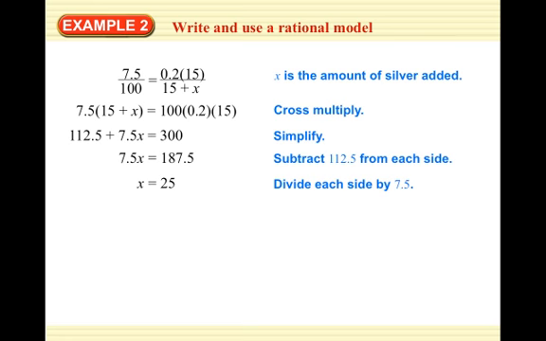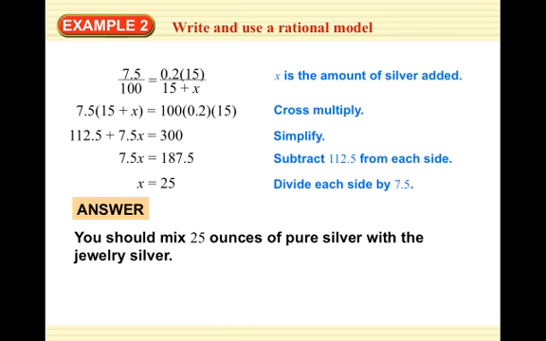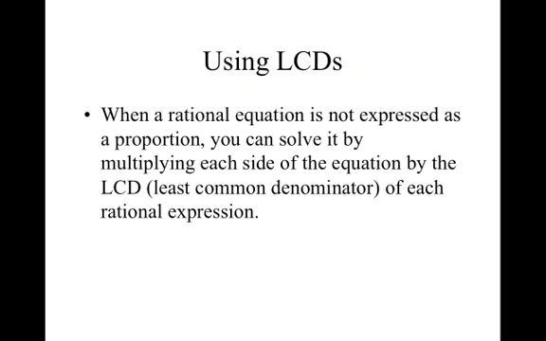So we need to add 25 ounces of pure silver with the jewelry silver. And so we'll end up with a total of 25 plus 15, so 40 ounces of sterling silver, and 7.5% of it will be copper, which is what you want. You want the 92.5% to be silver.